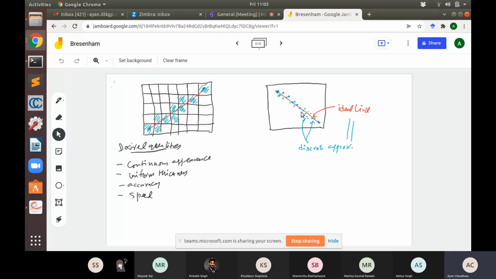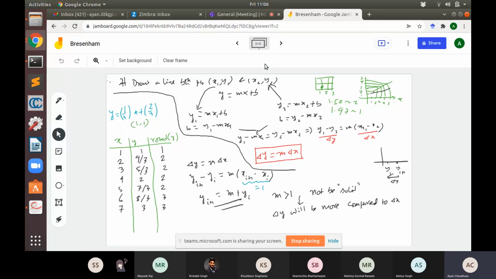So that's why we are trying to minimize the distance between the discrete approximation and the ideal line, in some geometrical sense. Some of the qualities that we want to achieve are that the line should look continuous, it should have uniform thickness, and it should be accurate enough. And of course the speed, because this is a simple operation and we need a good speed for this algorithm.